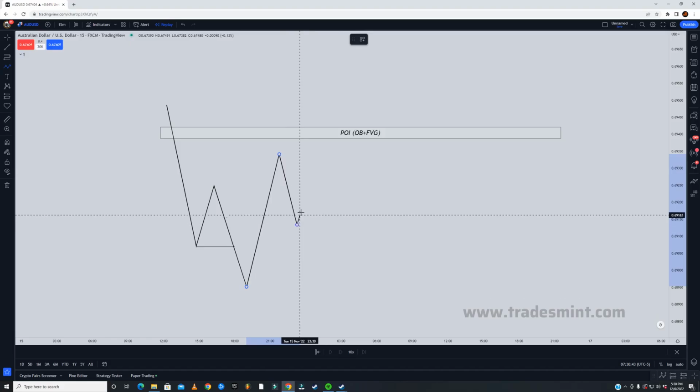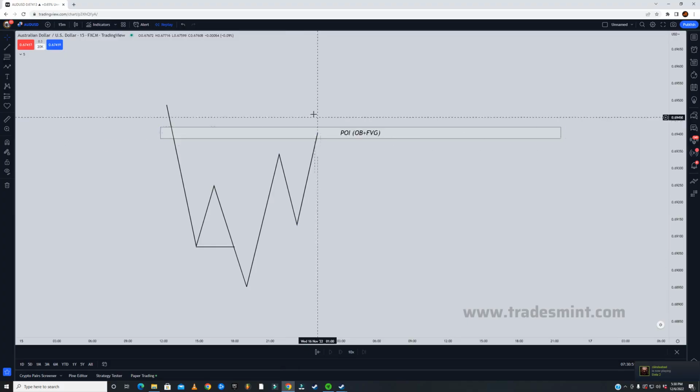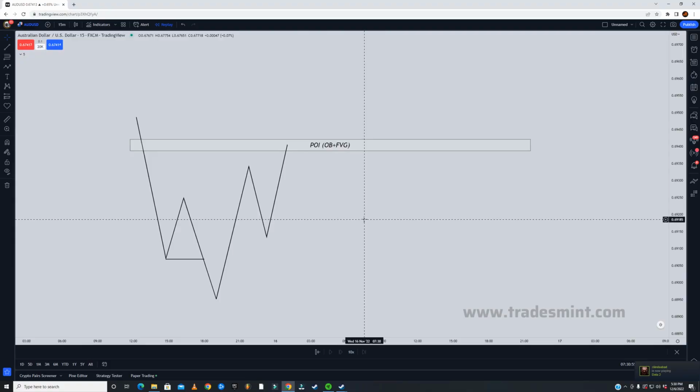look for an ABC pattern near your POI, and the C leg goes into your POI like this. So we have an A, B, C, and the C leg goes into your POI. Now that is going to increase your win rate tremendously. Okay, not tremendously, but it's going to give like a 5% or 10% increase to your win rate.